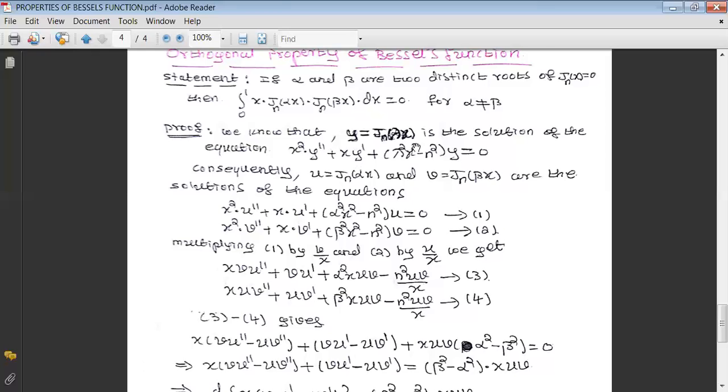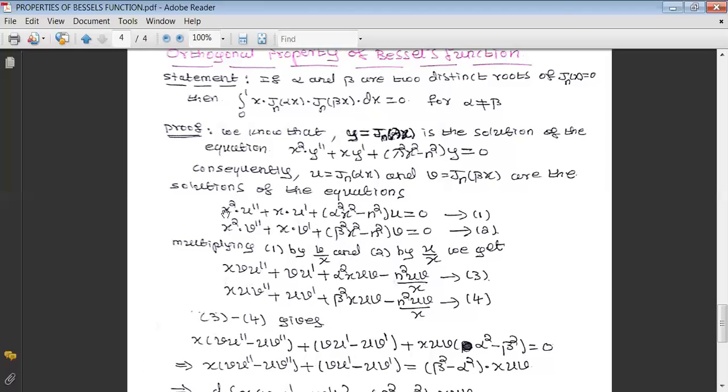In the same fashion, suppose we take u equal to Jn(alpha x) and v equal to Jn(beta x). These are going to be solutions of equations of the same form. That is, u equal to Jn(alpha x) is the solution of x square u double dash plus x u dash plus (alpha square x square minus n square) u equals 0, and v equal to Jn(beta x) is the solution of x square v double dash plus x v dash plus (beta square x square minus n square) v equals 0.